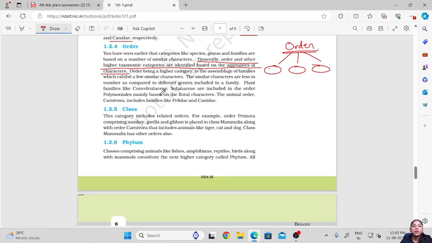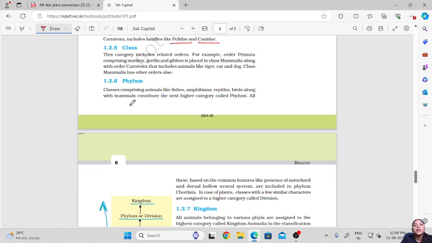For example, the families like Convolvulaceae, Solanaceae are included in the order Polymoniales. Okay, and in animals the order Carnivora includes both the Felidae and Canidae family. Then the next is class. Okay, this category includes related orders. For example, Primata, which comprises monkeys, gorilla and even us humans. So this is placed in the class called Mammalia.